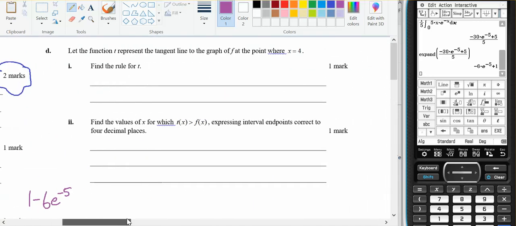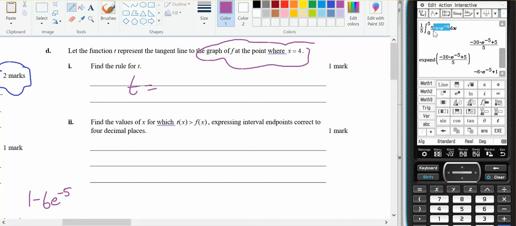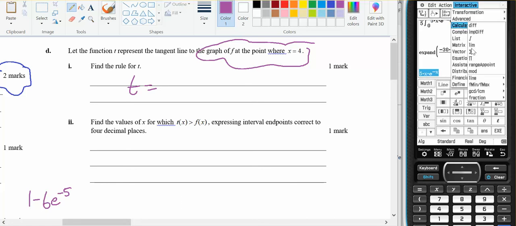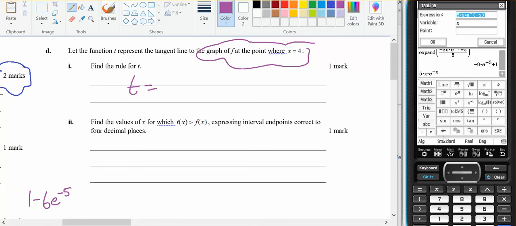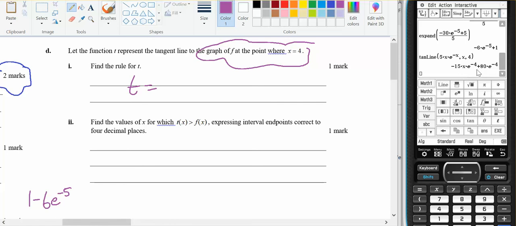Okay, part D, let the function t represent the tan line, so t equals the tangent at x equals 4. So I take my expression and I copy it, and I select it, interactive calculation line, tan line at x equals 4. And that's my expression. So it's going to be minus 15x e to the minus 4, minus 15x on e to the 4, plus 80 on e to the 4.